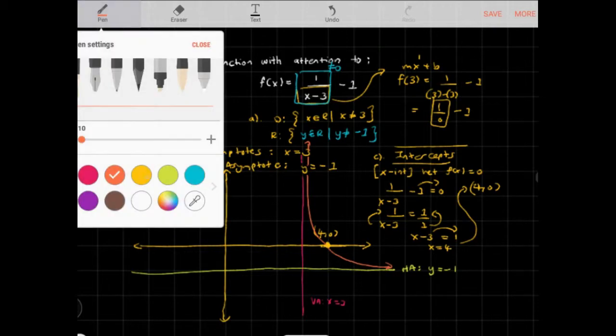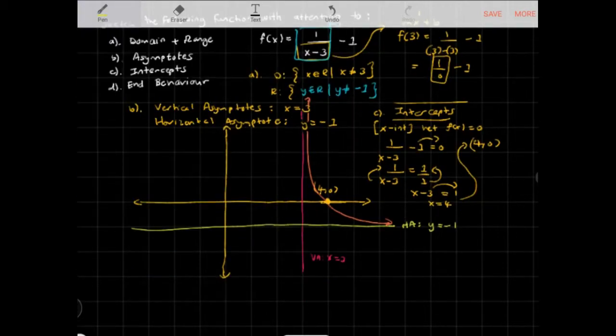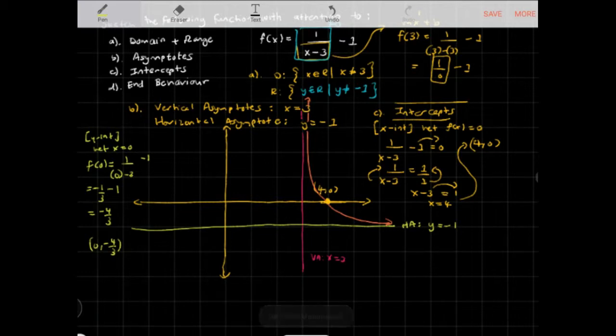Now we also want to find the y-intercept. So if I want to find my y-intercept, I'm going to let x equal 0. If I let x equal 0, I'm going to do f of 0, which is equal to 1 over 0 minus 3, minus 1, which is basically negative 1 over 3 minus 1, which is basically negative 4 over 3, right? Because 1 is basically 3 over 3. So I have the point (0, -4/3). That's my y-intercept. This is approximately (0, -1.333).